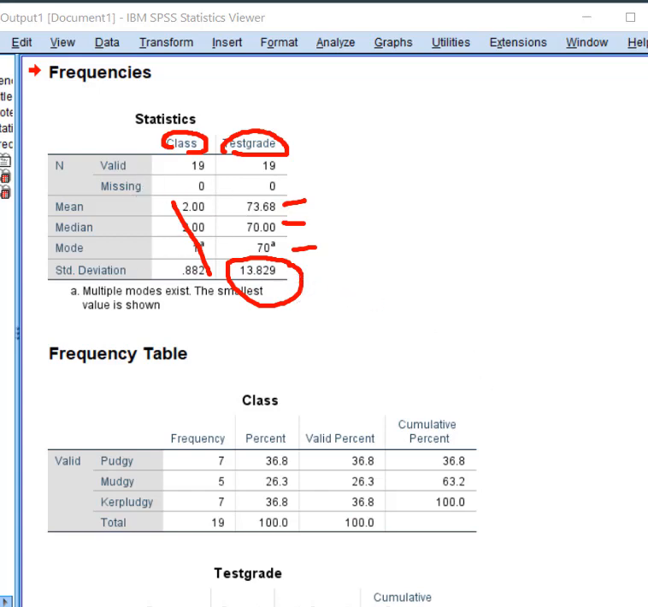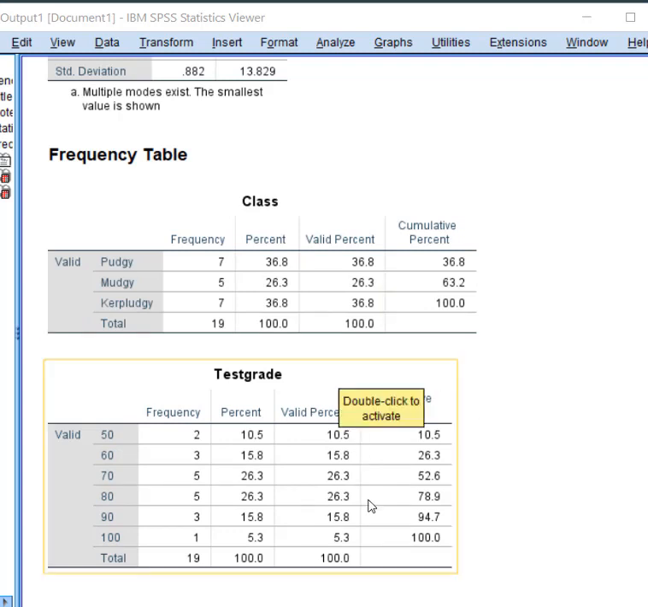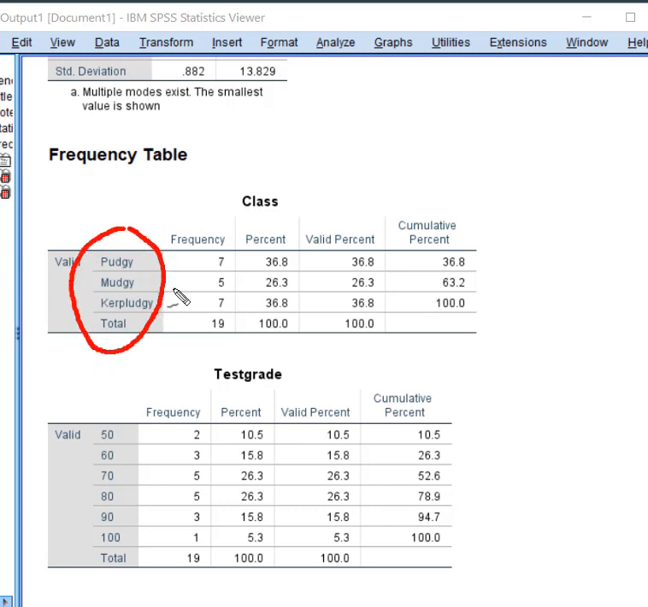Then we have our two tables here that have to do with the class and the test grade, the frequency distribution of that. Remember, when you're looking at any frequency table, these are just the scores, and then this is a count of how many times those show up. So 7 people had Pudgy, 5 people had Mudgy, and 7 people had Kerpludgy. For test grade, these are the scores that people got on the test and how many times they occurred. So your question says, what percent of students were in Pudgy's class? Well, this is Pudgy. There were 7 students. The percentage would be 36.8.